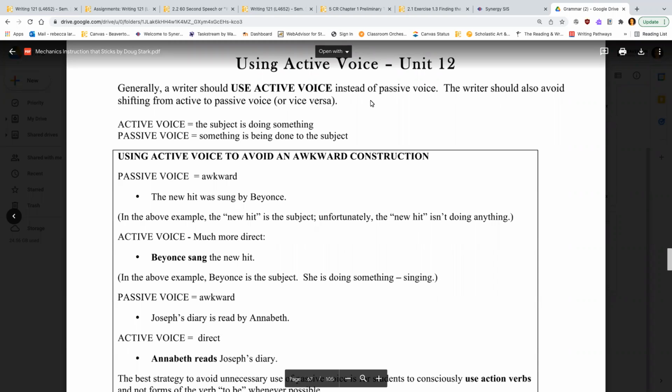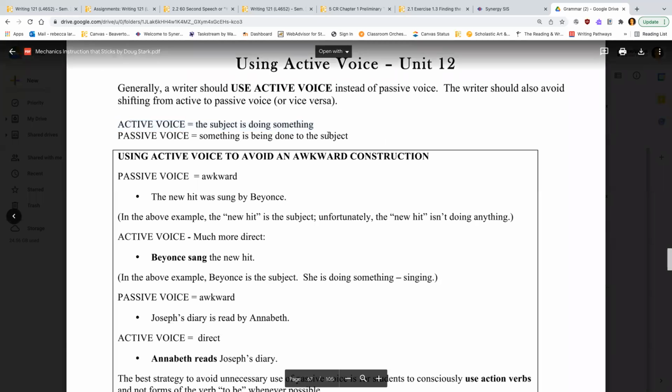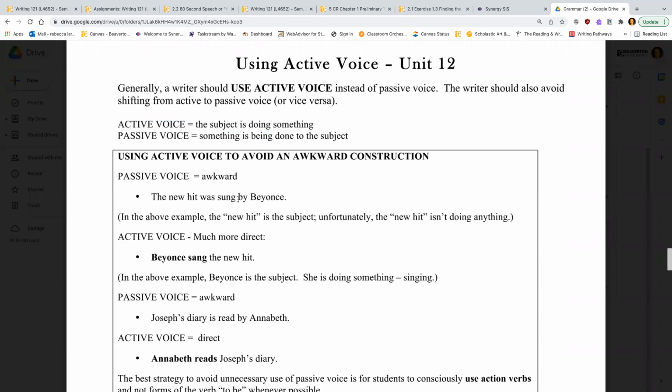So what does it mean? What's the difference between the two? At the top here, it points it out: active voice is when your subject is doing something. Your subject is doing the action. Passive voice is when something is being done to the subject. So something is being done, they're not moving, something is coming to them, versus they do something. So what does that look like in real writing? Well, passive voice oftentimes will have this "by" at the end, who does it.